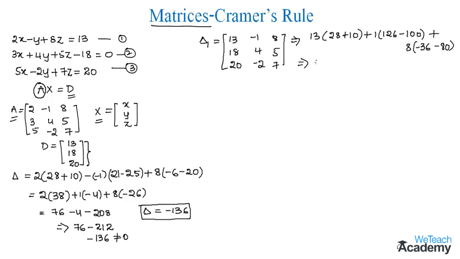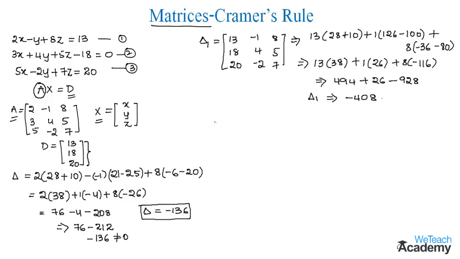So that implies we get here 13 into, by adding, 38, plus of 1 into 26, plus of 8 into minus 116. By multiplying, we get 494 plus 26 minus 8 into 116, which is 928. Therefore, the determinant value that is represented by delta 1 will be equal to minus 408.